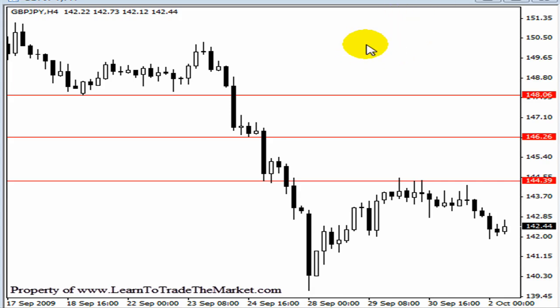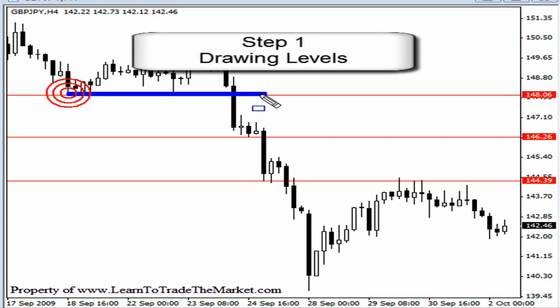You'll note a very similar pattern here to the last video I put out on the sterling US. This is the sterling yen here. Again, the 4-hour time frame. It's an intraday trading tool. We'll have a look at the levels first off, and I'll just mark the first one up here at 148. You notice the market broke through that level.